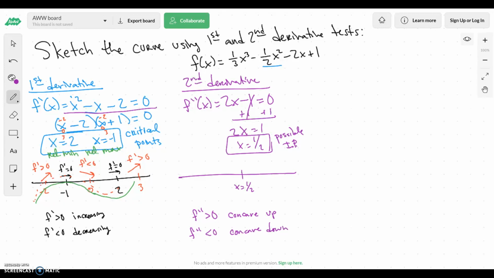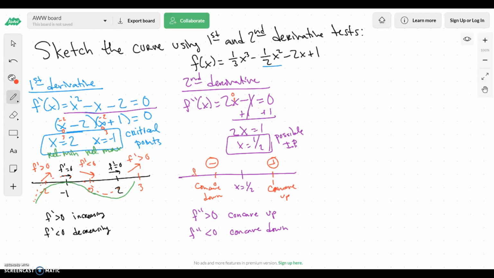Okay, all right, so now let's plug in a number. Let me plug in something that's less than 1/2, so let me plug in 0. When I plug in 0 into the second derivative, I'm just going to get a negative number. So we know that here it's negative. When it's negative, it's going to be concave down. Here, when it's greater than 1/2, so let's say 1, plug in the 1 in here. 2 times 1 gives me 2. Minus 1 is going to give me a positive number. So here it's going to be concave up.